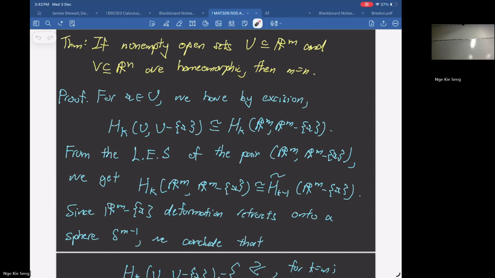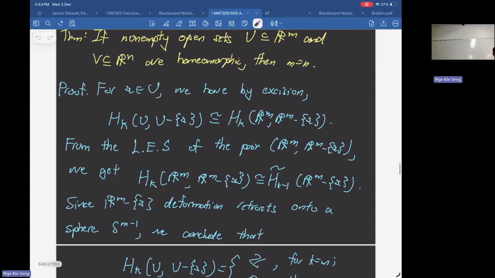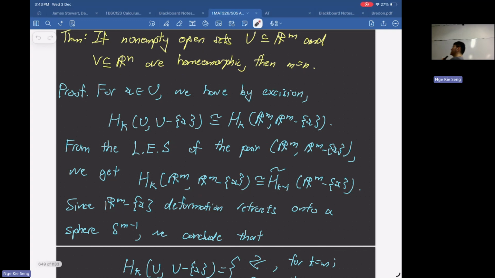There are different directions in higher dimensions. Okay, so let's see what the argument is here. So again, we use excision.